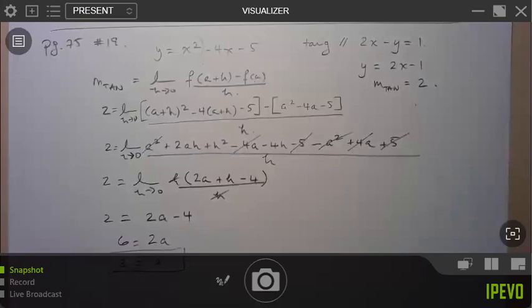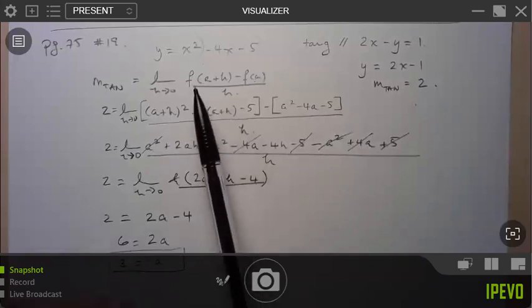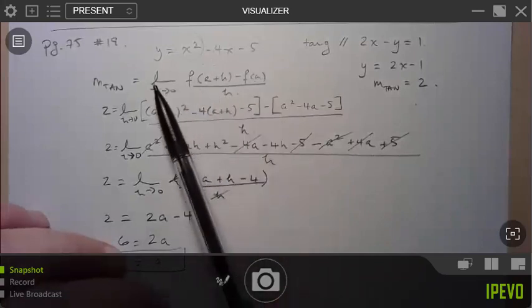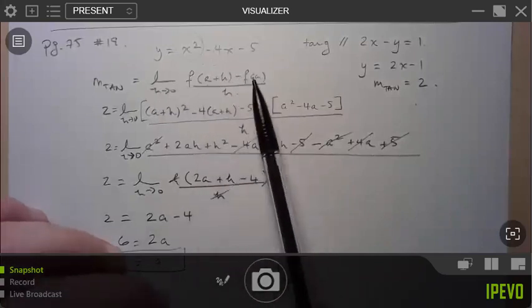Yeah, Arthur. We could have just used x instead of a, right? Yep. Okay. Like I said, I was just using the slope of the tangent at a point, at a particular value.